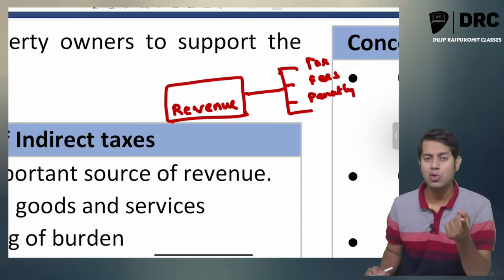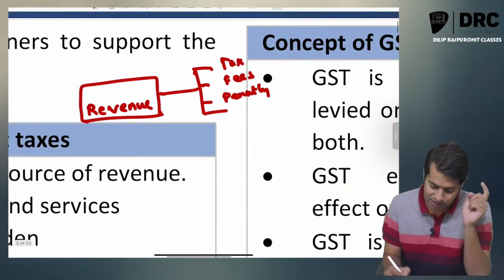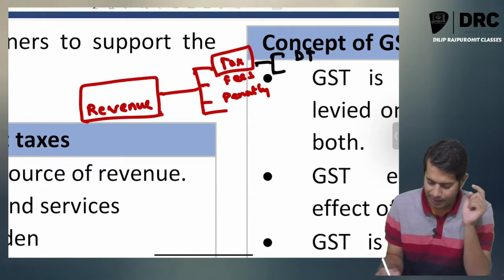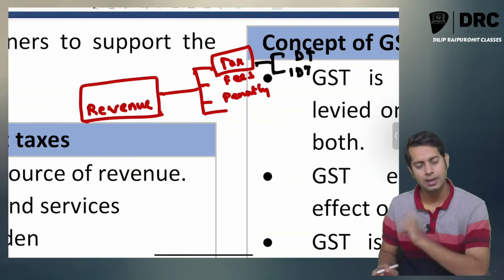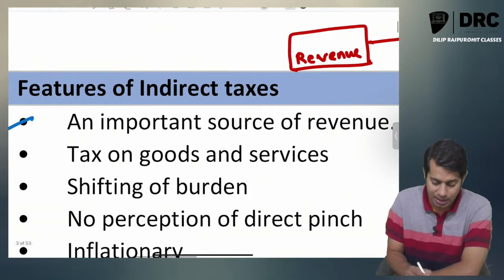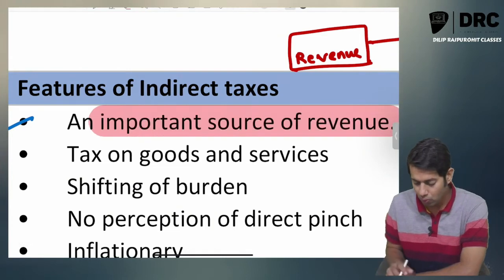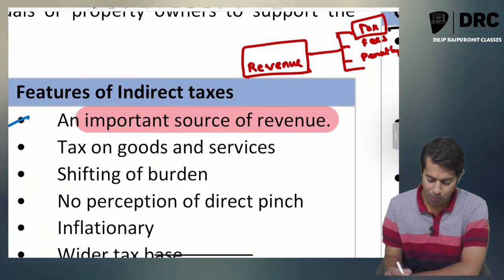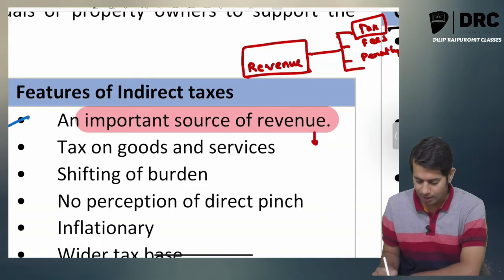One of the sources of revenue is tax. This tax which is collected by the government can be either direct tax or indirect tax. Now, indirect tax is one of the most important sources of revenue to the government.